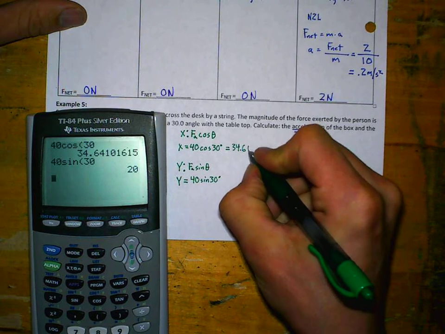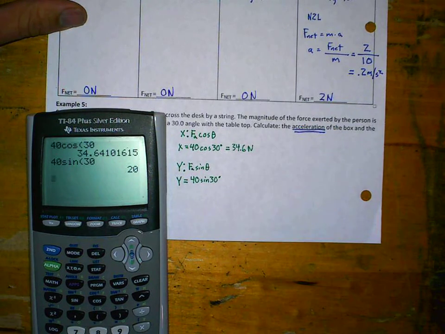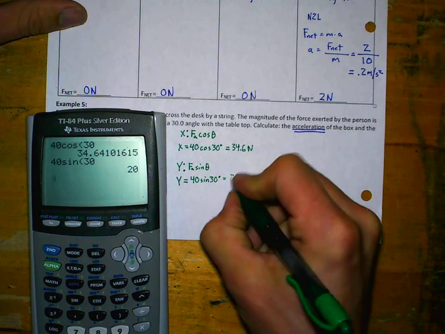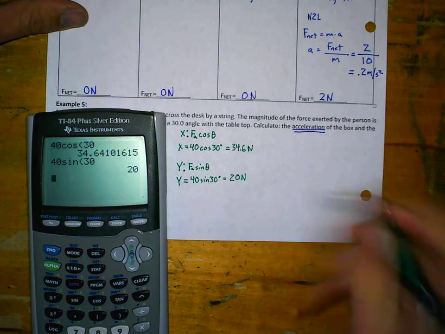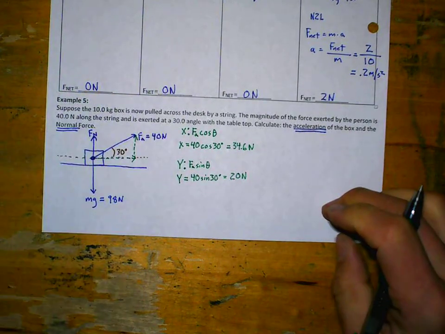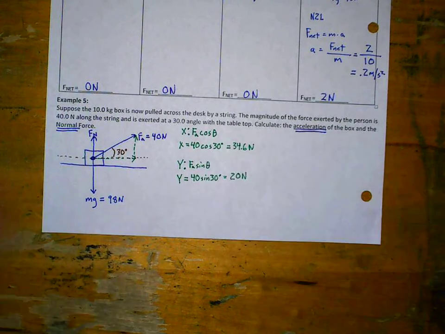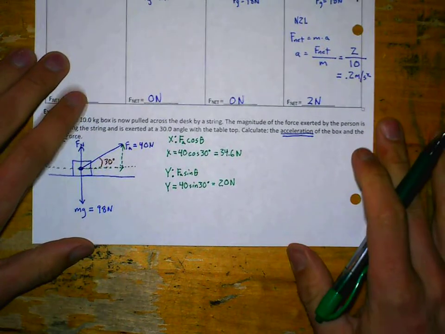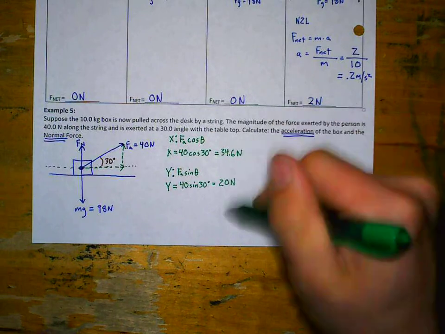34.6 newtons. And around 20 newtons. Alright, so now we have our x and y. Okay, now here's the deal, guys. The math, it's not that hard. You guys know how to do that. But we got to think about what these components are actually doing.